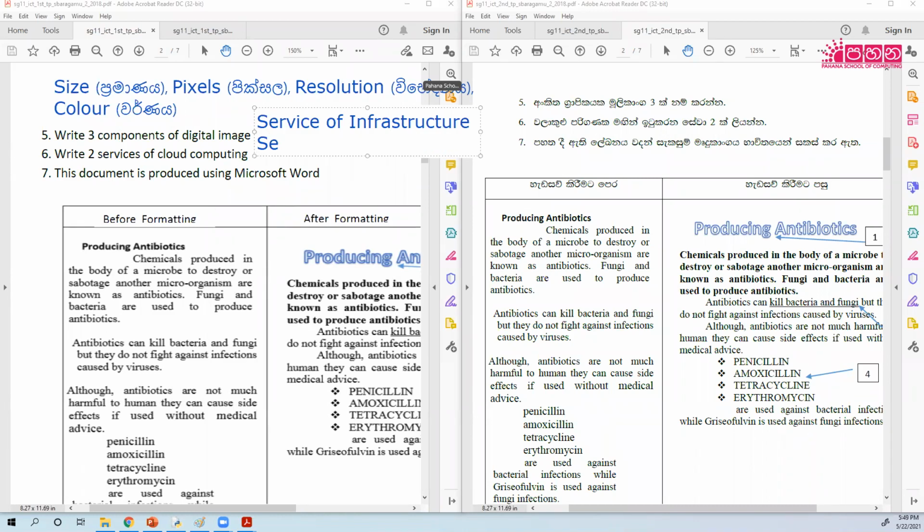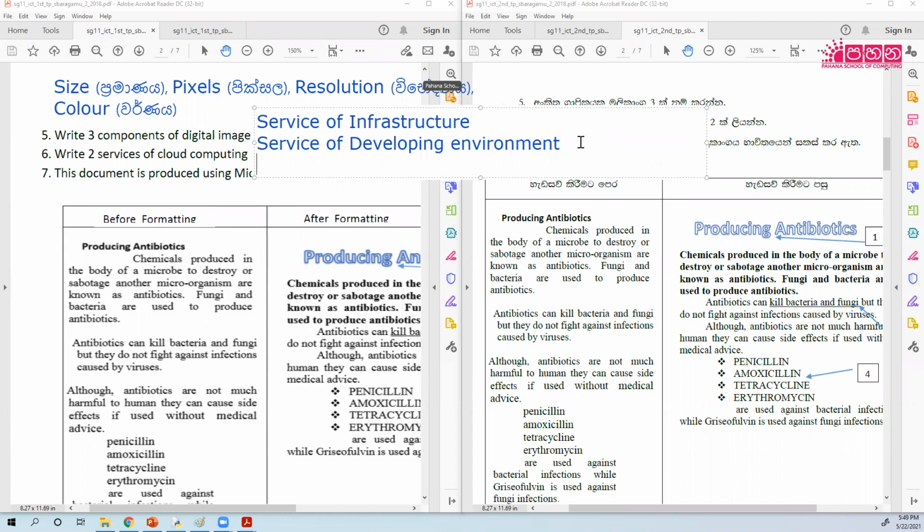Then service of developing software environment. When you want to develop something, the environment can be given, and the service of software.